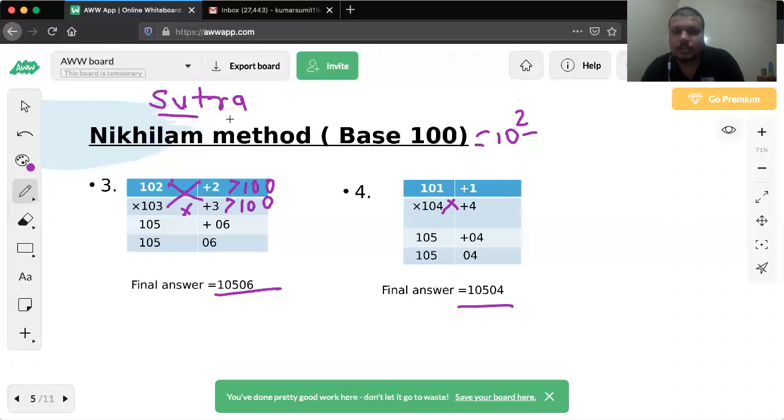S-U-T-R-A. Sutra is a Sanskrit word meaning formulas, meaning slokas. So sutra is a scientific term used for formulas. That is called sutra. So it is the Nikhilam sutra of Vedic mathematics. If you do it more and more, you will find it more fun and more interesting. Now let's go on to our next example, right?